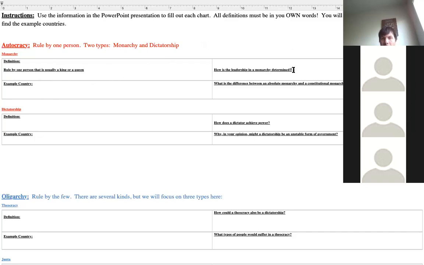How is the leadership in a monarchy determined? Heredity. We've got to put it in our own words. So generation to generation, hereditary, the son or daughter becomes the next king or queen, the heir to the throne. You learned about that in science, what heredity is, right? Traits passed down. It's in the family. And you put this in your own words.